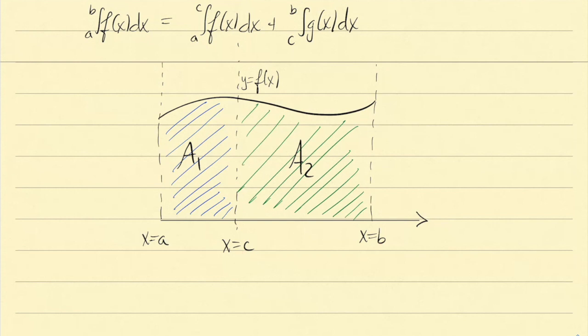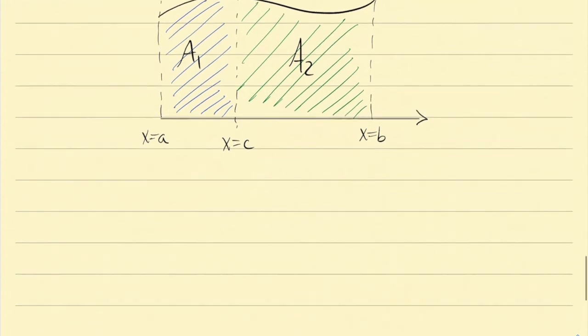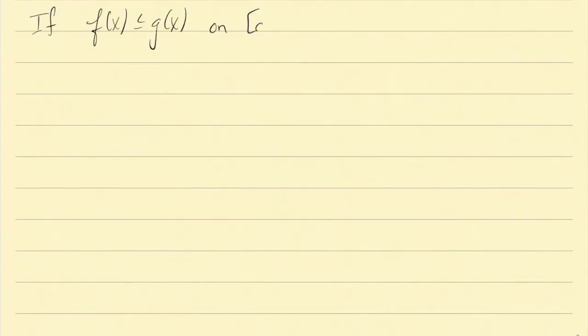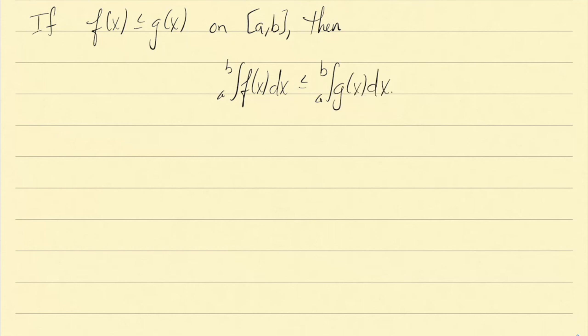Finally, we have a nice comparison property. So if we have two integrable functions, f and g, and f is smaller than g on the interval from a to b, then the integral of f on a to b should be less than or equal to the integral of g on a to b. If you think about these as both being positive functions, then this should make sense. A taller function encloses a larger area than the shorter function.